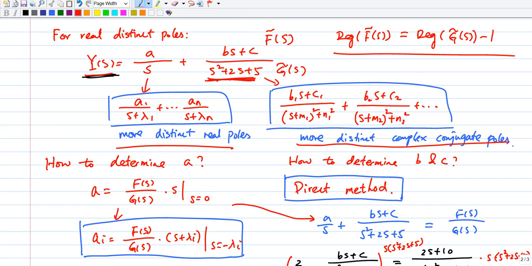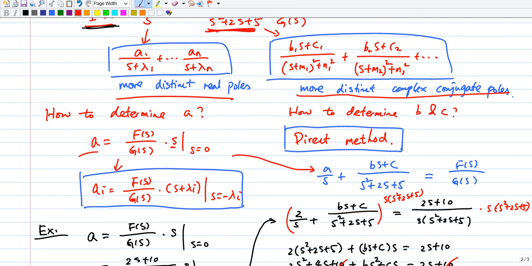All these A_i. Okay, so A_i we can use the same approach. So the A is given by F(s)/G(s) times s, and let s equal to 0. So this is figure A. Or in general, you can do A_i is F(s)/G(s) times (s plus lambda_i), and let s equal to minus lambda_i. This is very simple. This is just case 1 that I described in the previous video.